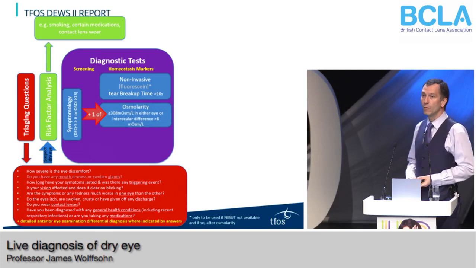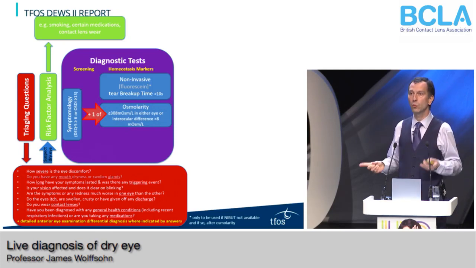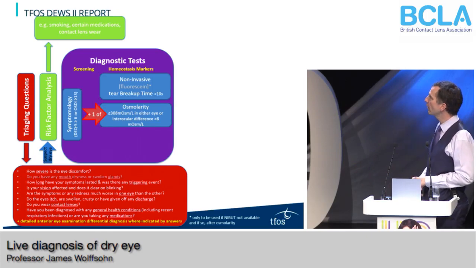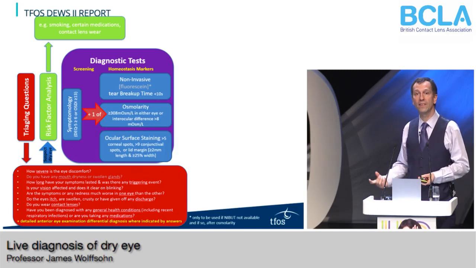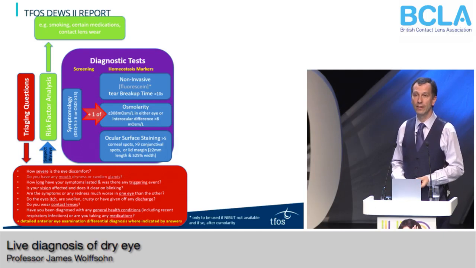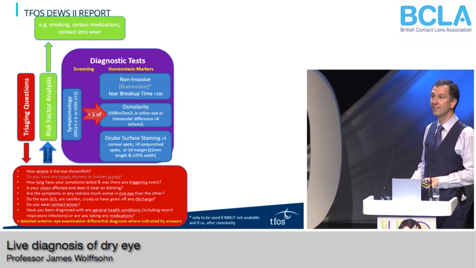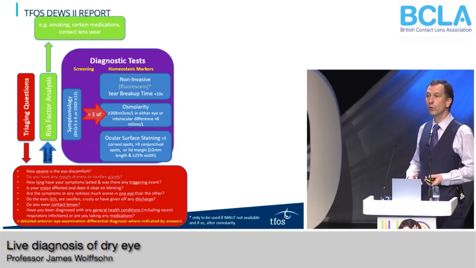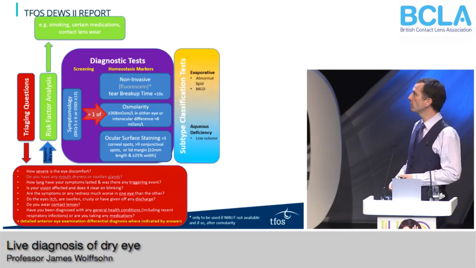We also have osmolarity. So again, a high osmolarity or a difference between the two eyes can indicate a dry eye in combination with your symptoms. And then staining is the other thing that if we see it combined with our symptoms, then we would diagnose dry eye. So that helps us to lock down what dry eye is and also those people who don't have dry eye.